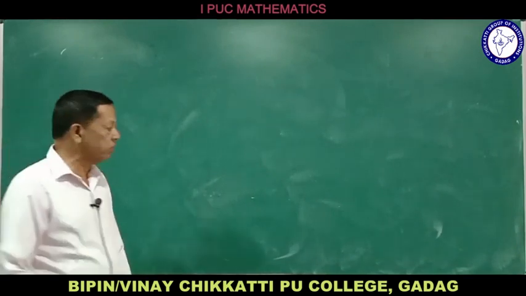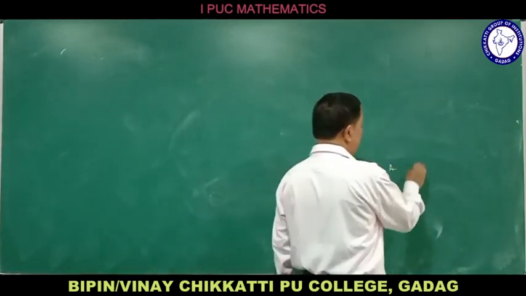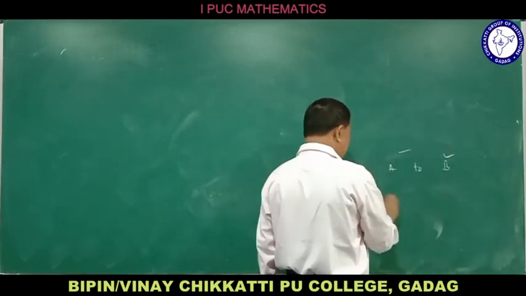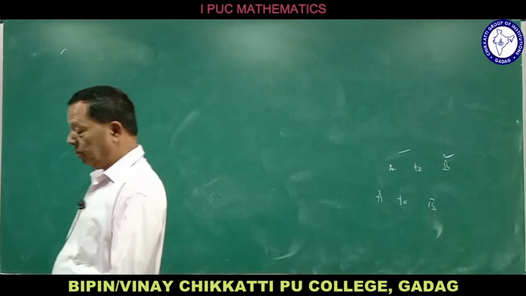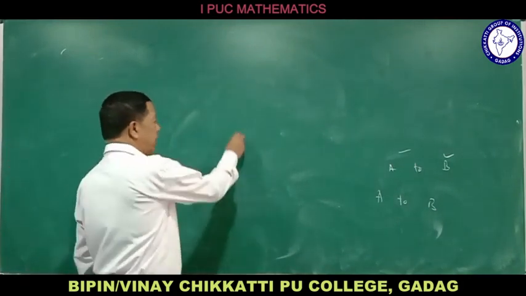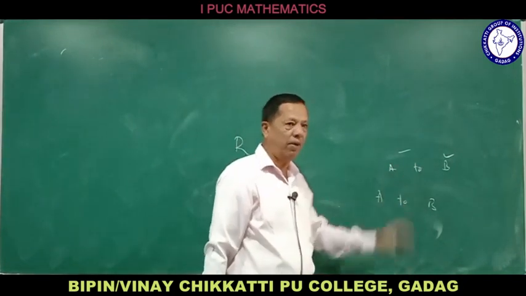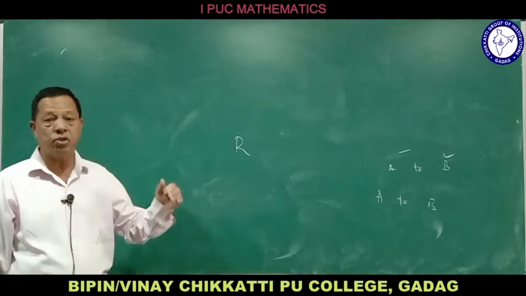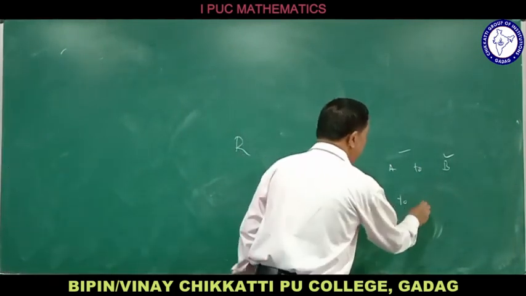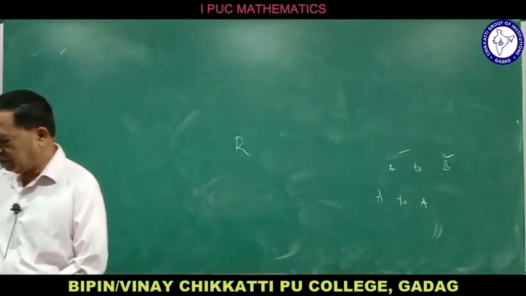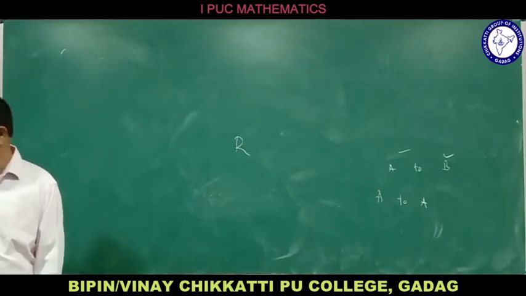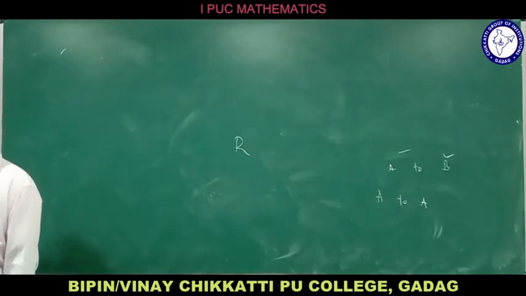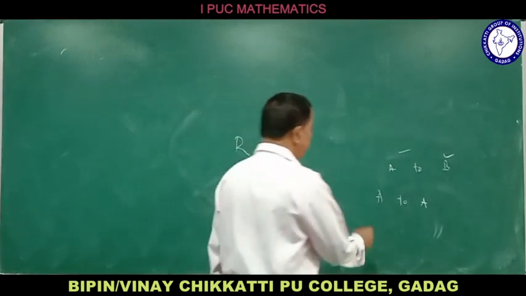The last thing I want to discuss: so far we have defined the relation R from set A to set B. Now suppose a relation R is from set A to set A only, the same set, instead of taking B. This is defined as a relation on A. Try to understand: relation on A.